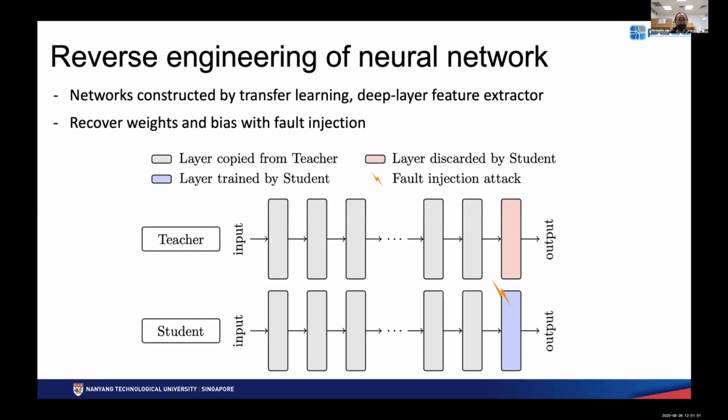In more detail, we consider deep layer feature extractor transfer learning. The figure shows the detail, which means the student takes the first few layers from the teacher and deletes the last fully connected layer and trains its own fully connected layer on its own data. So the first few layers are all publicly known, and the goal of the attacker is basically to recover the weight and bias of the last fully connected layer.